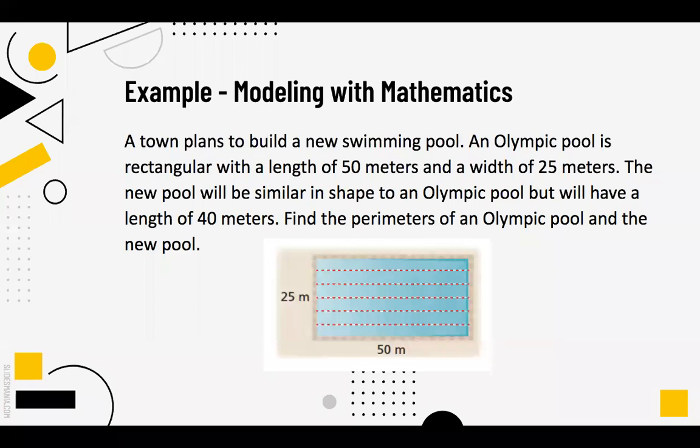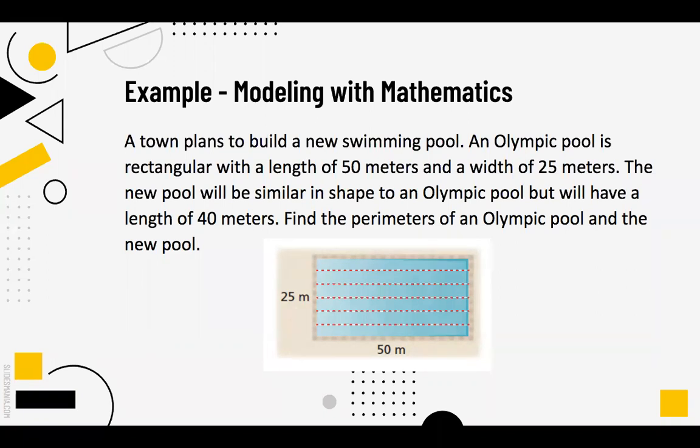So a town plans to build a new swimming pool. An Olympic pool is a rectangle with a length of 50 meters and a width of 25 meters. The new pool will be similar in shape to an Olympic pool, but will have a length of 40 meters. Find the perimeter of an Olympic pool and the new pool. Right, so we're talking about perimeters, so they want us to use perimeter.